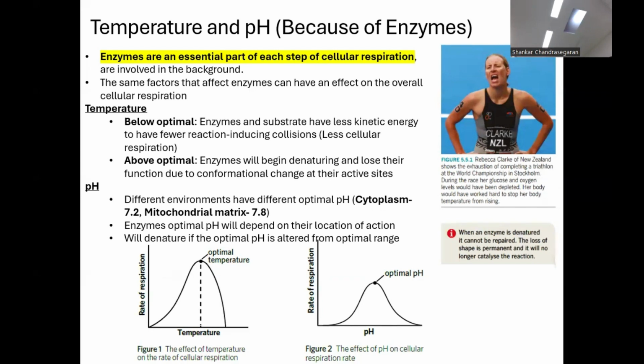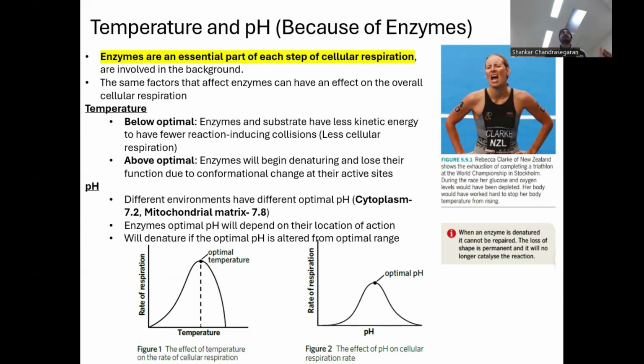Each of them has their own optimal pH range. So, for example, the cytoplasm is sitting about 7.2, whereas the mitochondrial matrix is at 7.8. So the enzymes that are functioning at those different locations have to be suited to those pH ranges. And if they are placed in any other environment, they will immediately lose their function and denature. Okay, any questions about this? Okay, both of them are talking about enzymes and how enzymes are going to be denatured if it's not within the optimal range. That's the key point here.